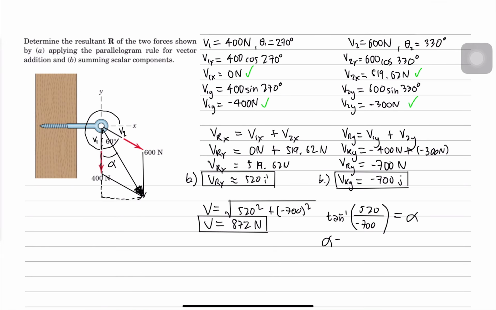So alpha, if we plug that into the calculator, we should have approximately negative 36.6, or we should just say 36.6 degrees. So of these two answers at the bottom, this one is our answer in letter A, and this one is our answer in letter B.